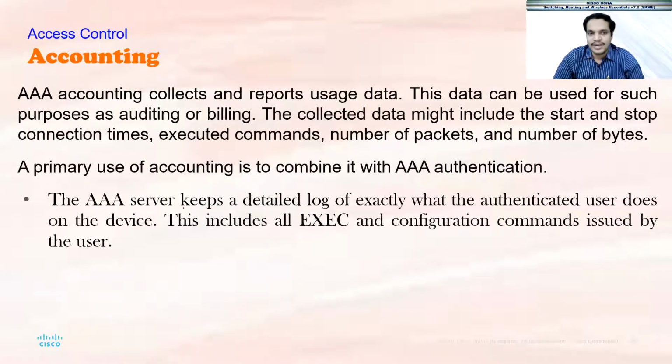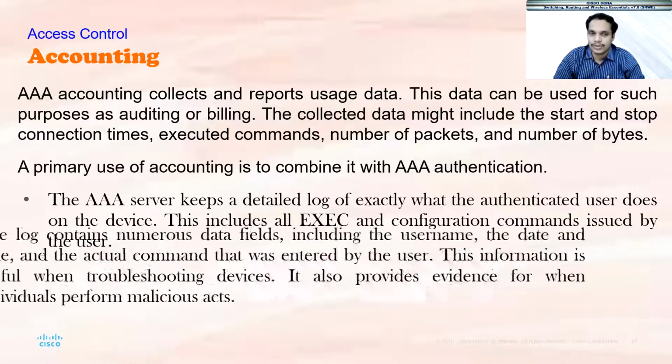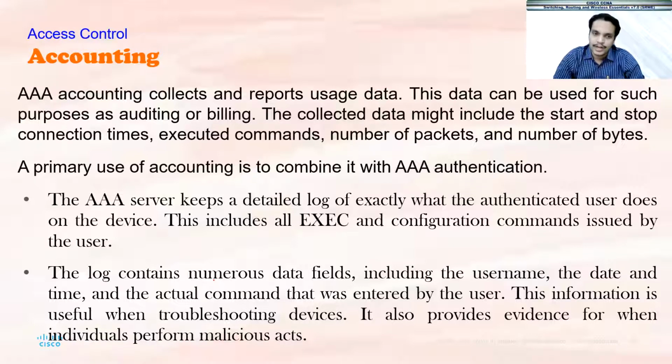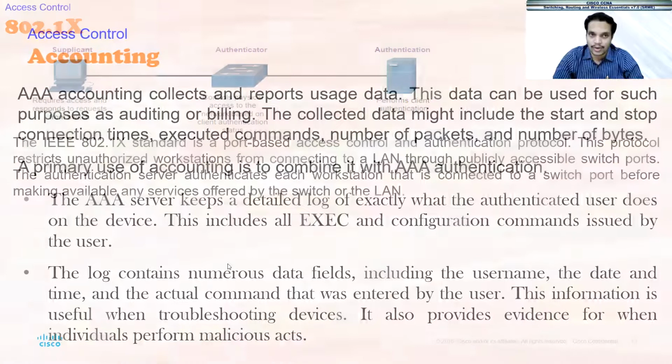The primary use is that it keeps a detailed log of exactly what the authenticated user does on the device. This includes all the executing and configuration commands issued by the user. It also contains other fields including the username, date, time, which file has been accessed, at what time it has been accessed, and what type of access has been made. This serves as evidence when individuals perform malicious acts. This comes under logging, or in other terms we call it accounting. So these are the AAAs: authentication, authorization, and accounting. This is how access control is maintained.